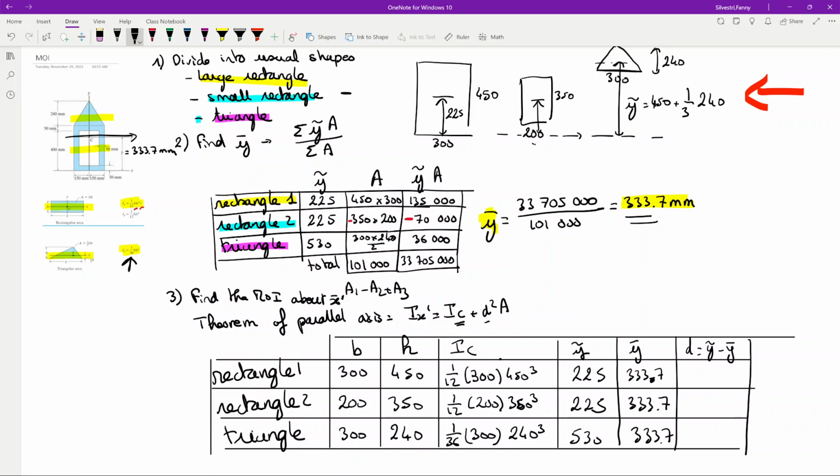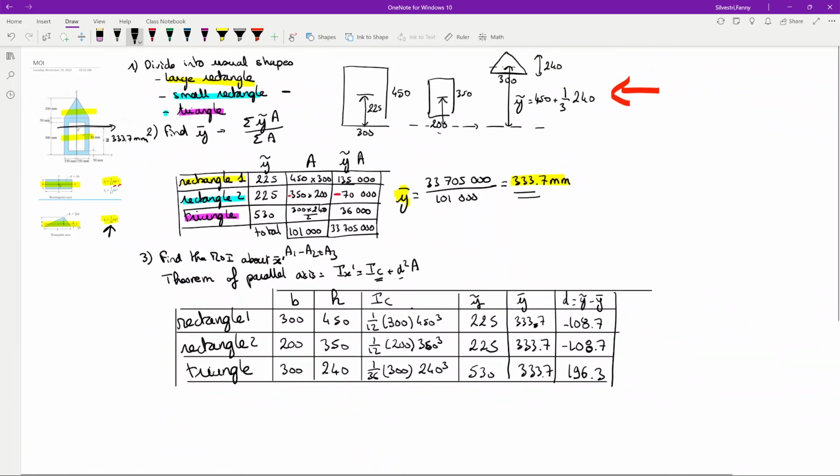And that will be 108.7, 108.7, and the last one is 196.3. I didn't count the sign, but that doesn't matter. There is a minus there, but remember that we take the D square. So if you want, you can add one more column with the D square.